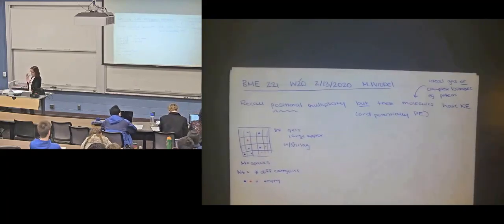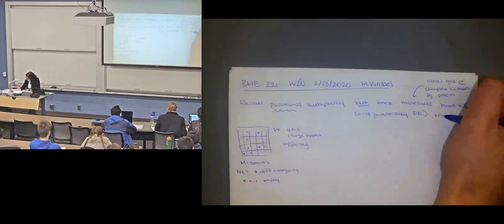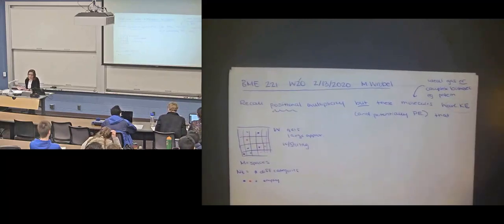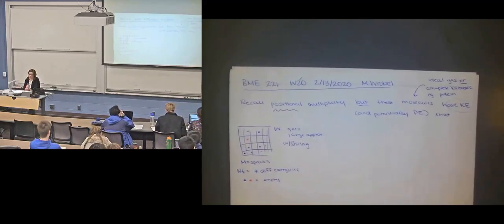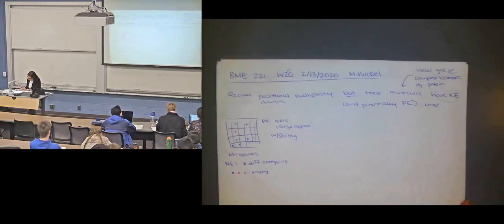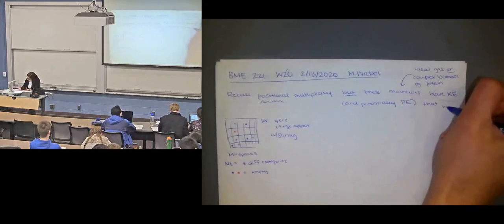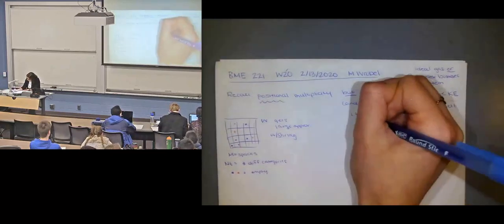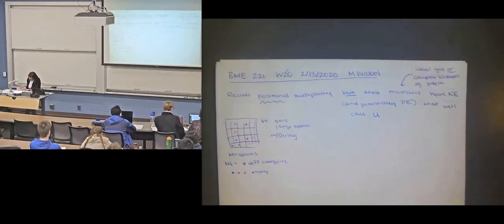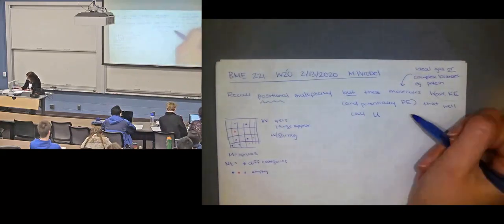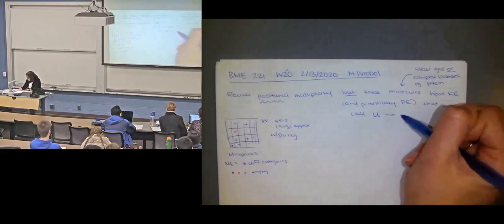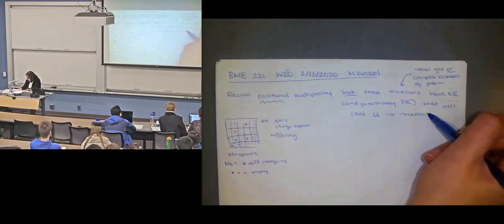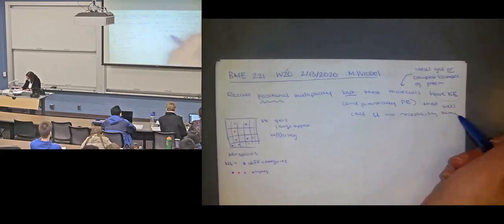For the sake of describing energy distributions in this class, we're just going to call energy U. We're really only going to consider kinetic energy. We won't consider potential energy. They have kinetic energy that we'll call capital U, and it's not necessarily the same for every molecule.